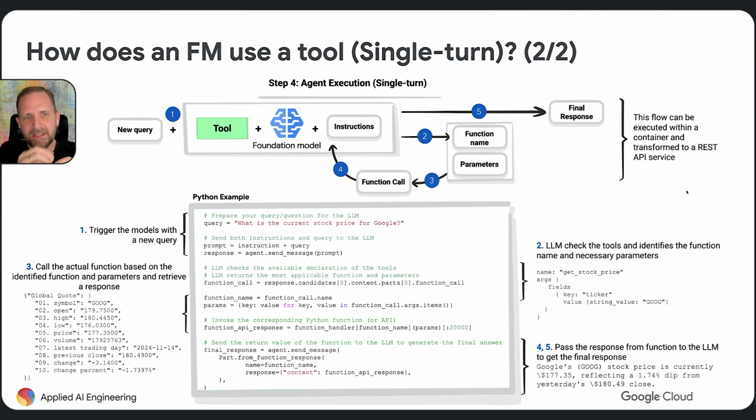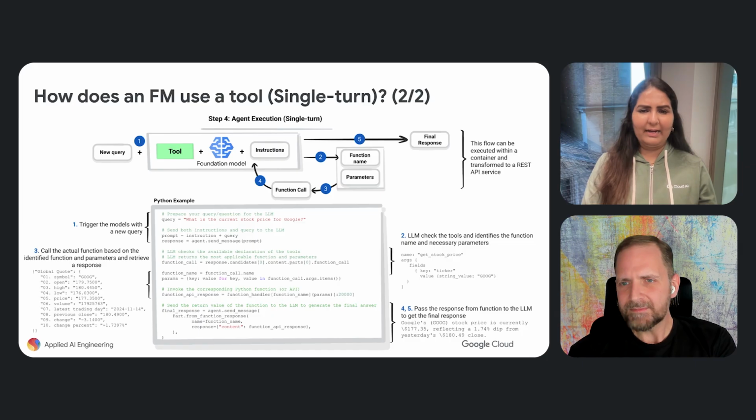So as you can see, it is a flow of multiple steps. The core understands what function we need to call. The runtime calls the function. We pass the results back, and then we have the final response. Does that make sense, Sita?